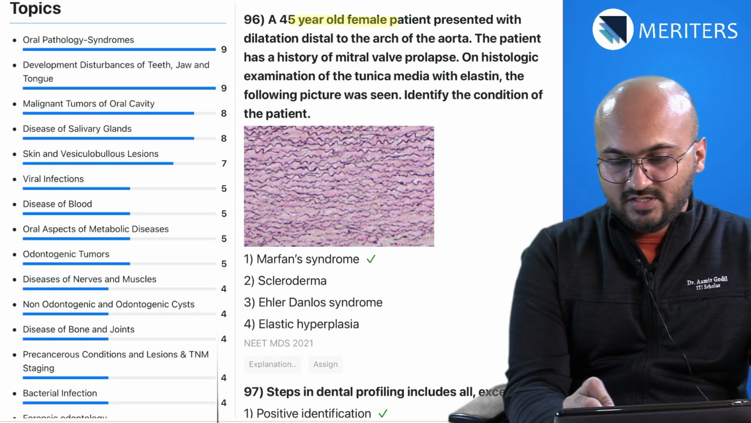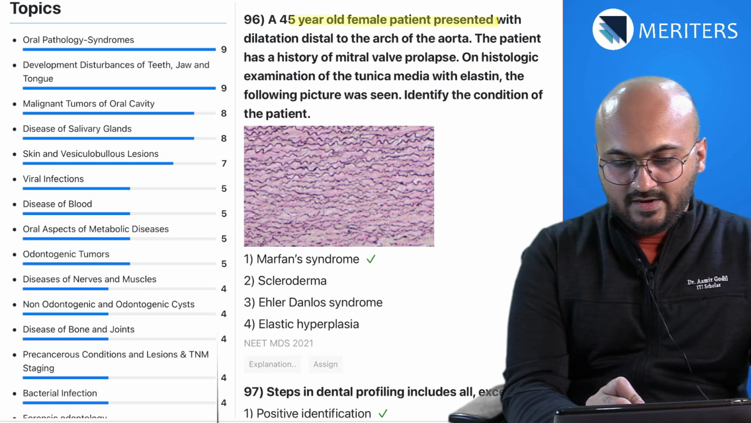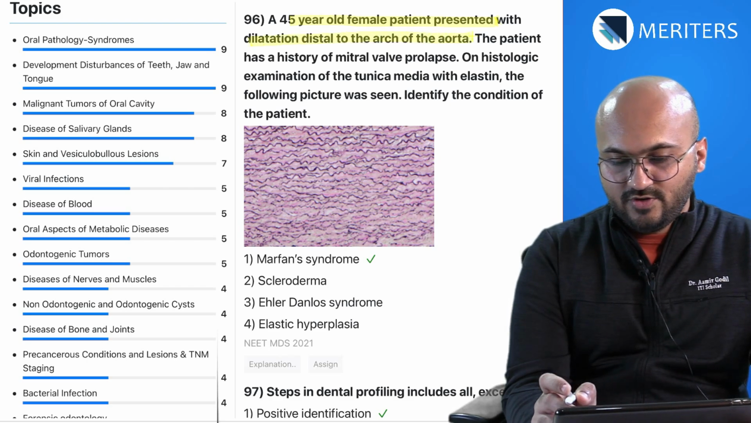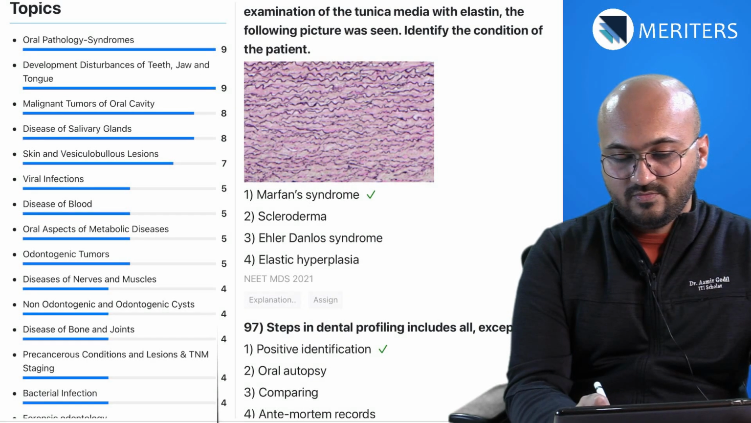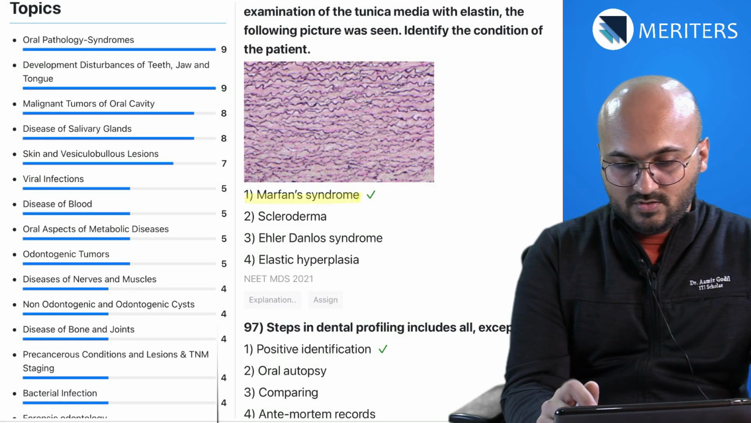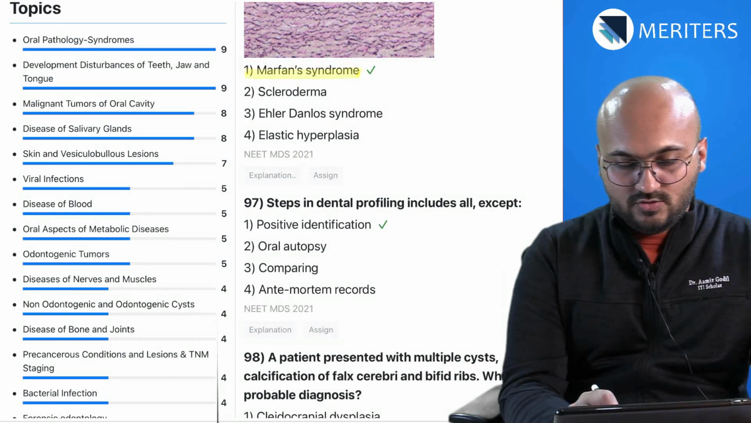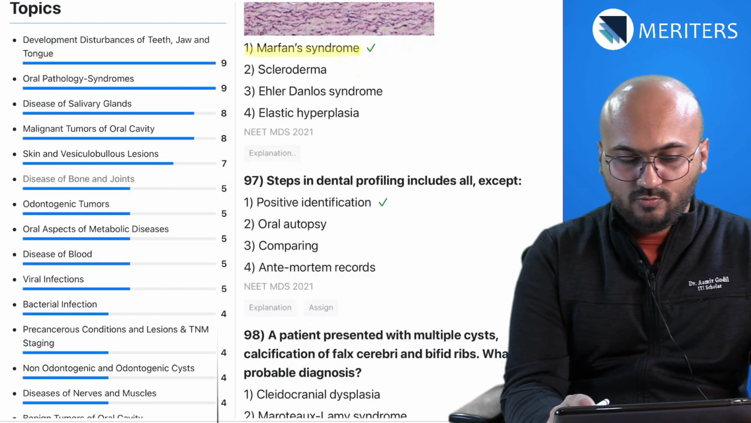Then a 45-year-old patient presents with dilatation distal to the arch of aorta, mitral valve prolapse. This is all features of Marfan syndrome right away. Okay. So we'll put that under syndromes or bone and joints.